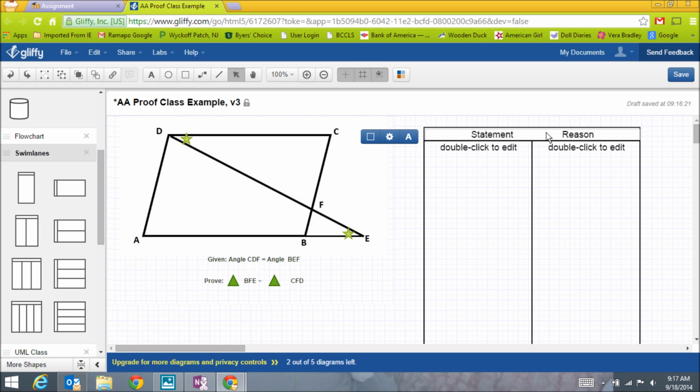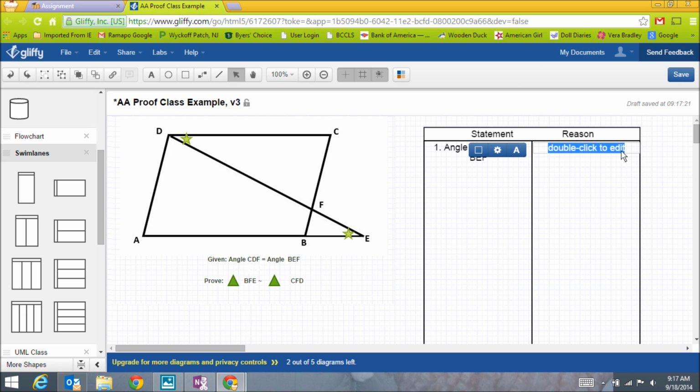So our first statement is going to be our given information. So we're going to double click in our first column under statement and type in the given information. We were given that angle CDF was equal to angle BEF. And now the reason for this, we didn't really have anything specific was our reason.